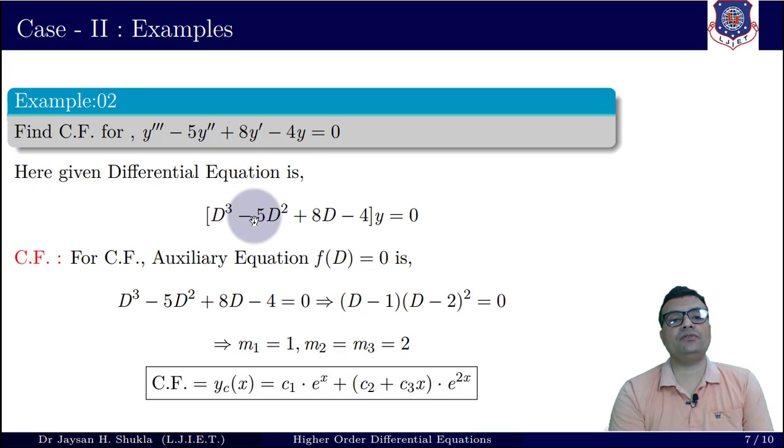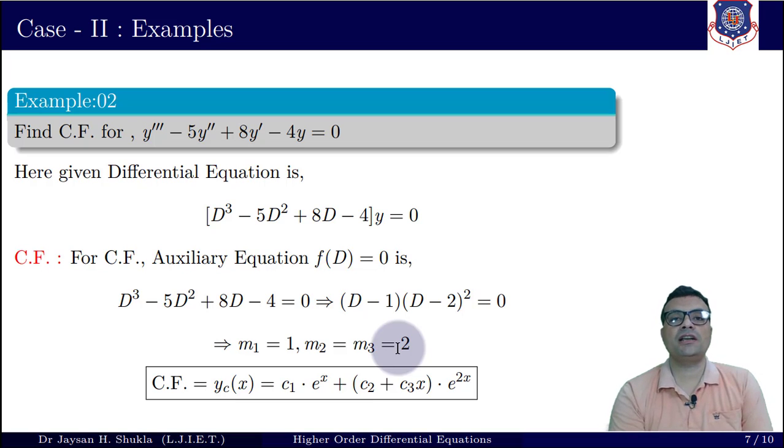So the operator form of the equation is (D cubed minus 5D squared plus 8D minus 4) times y equals 0. And therefore the auxiliary equation is f of D equals 0. Now, considering the operator form, the auxiliary equation turns out to be (D minus 1) into (D minus 2) whole squared equals 0.